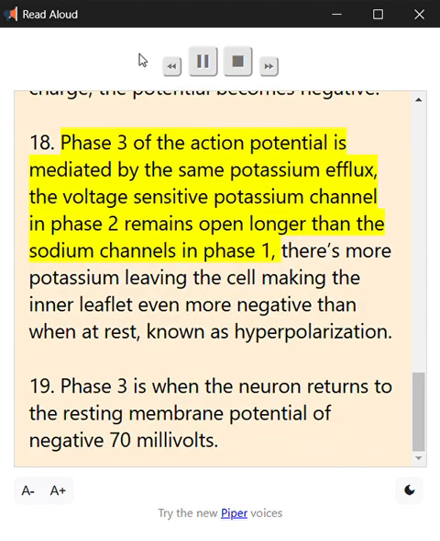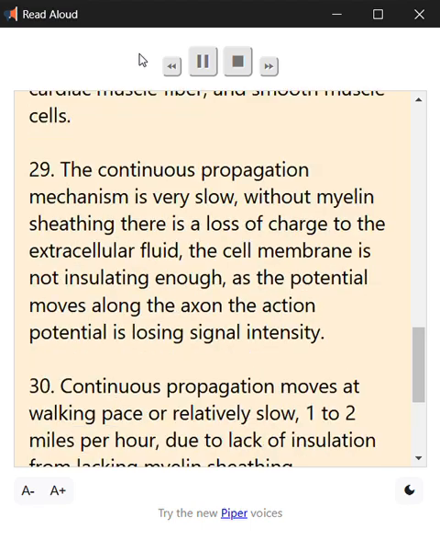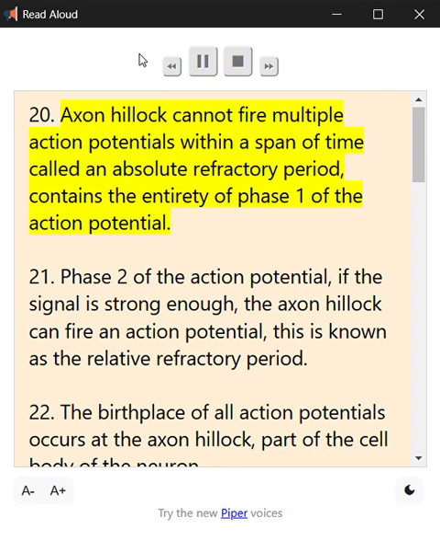18. Phase 3 of the action potential is mediated by the same potassium efflux. The voltage-sensitive potassium channel in phase 2 remains open longer than the sodium channels in phase 1. There's more potassium leaving the cell, making the inner leaflet even more negative than when at rest, known as hyperpolarization. 19. Phase 3 is when the neuron returns to the resting membrane potential of negative 70 mV. 20. Axon hillock cannot fire multiple action potentials within a span of time called the absolute refractory period, which contains the entirety of phase 1 of the action potential.